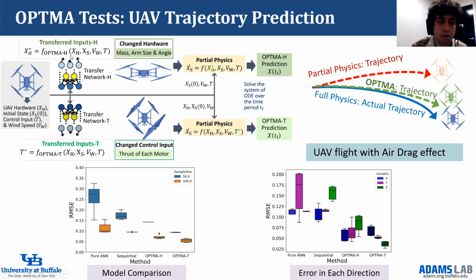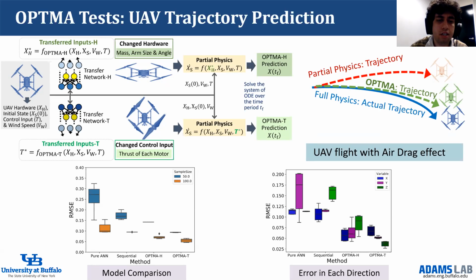Here we have two ideas. One idea we call Optima Edge or Optima hardware. We are considering changing the hardware parameters. What we mean is what shape of UAV, mass, arm angle, and arm size could there be such that if it faced this real trajectory, this real effect of the wind, its partial physics generated the same output as the full physics.